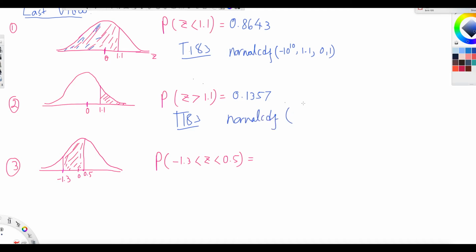In the TI-83, you do normalcdf, the left bound is 1.1, the right bound is 10 to the 10, and then the mean is 0 and sigma is 1, that way.